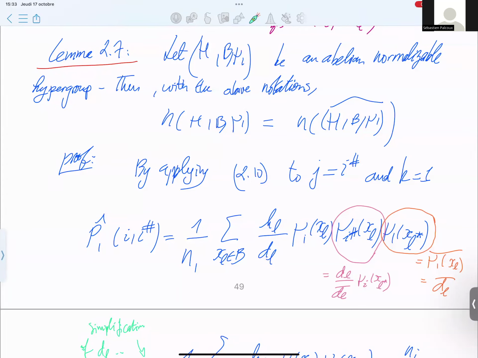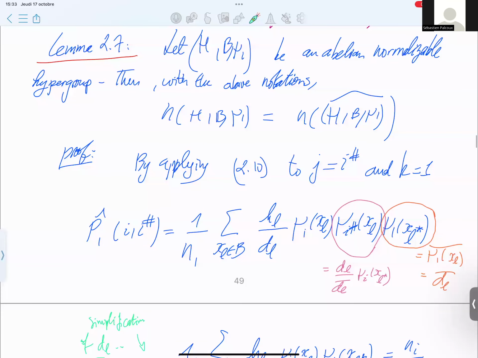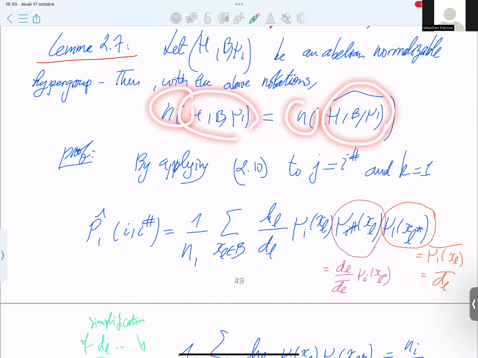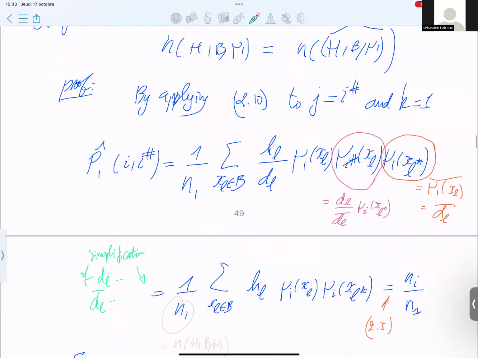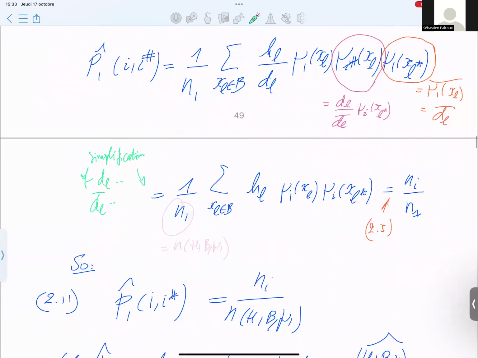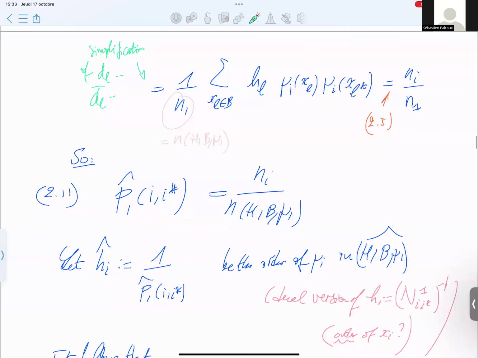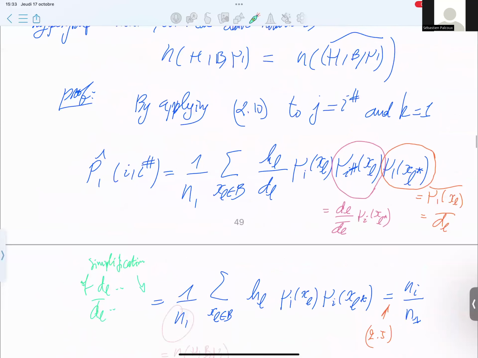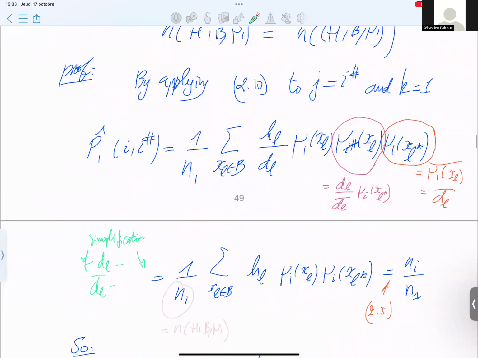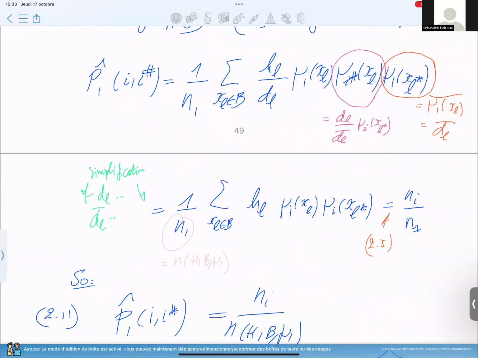Okay, now you take an abelian normalizable hypergroup. This lemma is saying that the order is independent of taking the dual, stable by dual. So you have the normalizable hypergroup, you have an order, you have its dual, you have also an order for its dual, but this is the same. And the proof is here. Again, I skipped the proof in the review part of the last semester, but the proof involves the formula for the dual fusion coefficient.